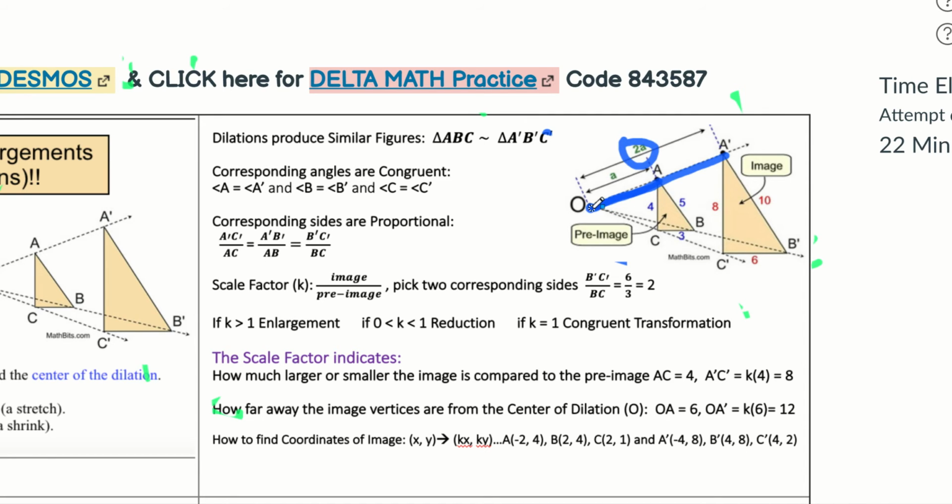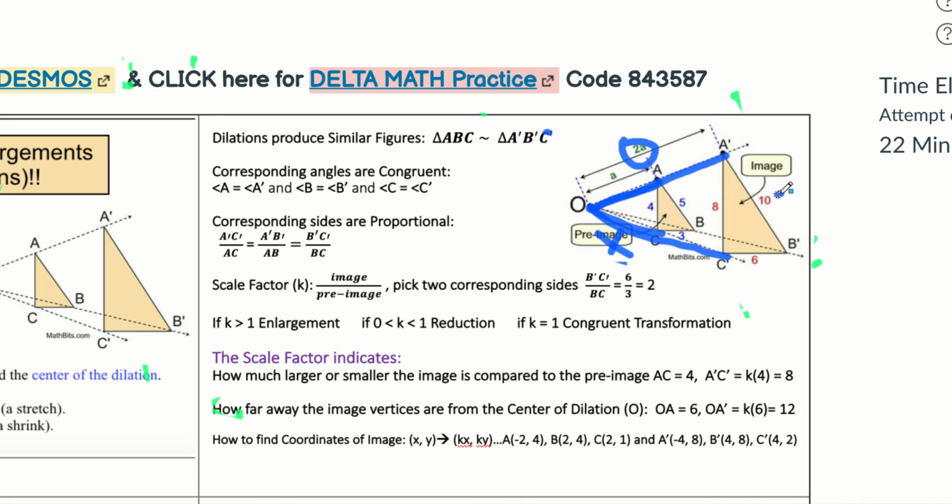If I knew the distance from center of dilation to vertex C, whatever it is, I could call it X. If I multiply that number, or in this case, this variable, times the scale factor of 2, I'll get the distance of how far away the C prime is from that center of dilation.